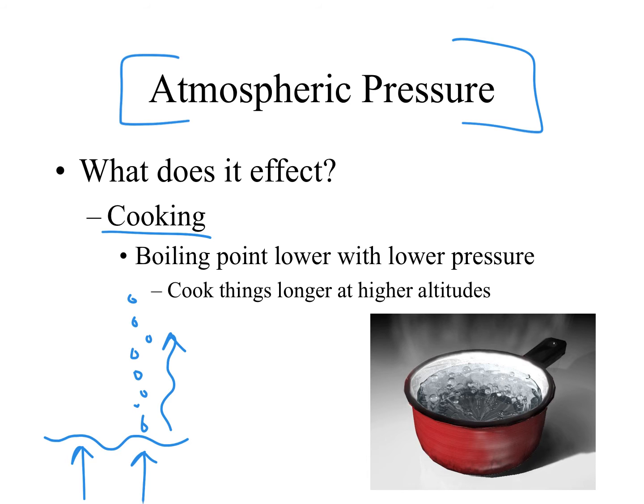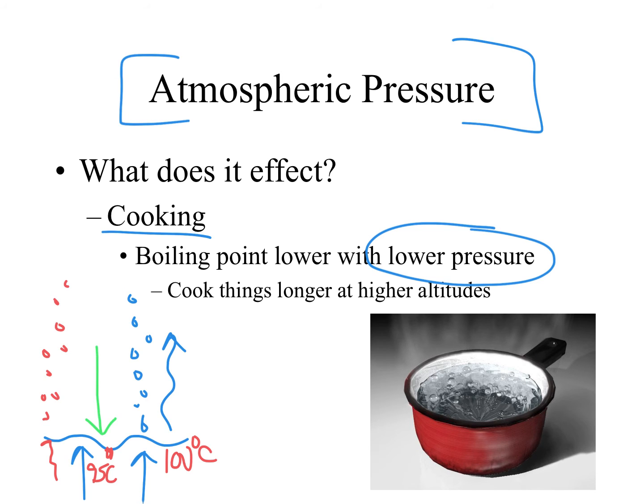hotter. However, if you're up in a low pressure system, it actually takes a little less energy to boil off that water. So that means normally water boils at about 100 degrees Celsius, but at a higher elevation when there's lower pressure, maybe the water will boil at 95 degrees Celsius. Well, what does that mean? That means that the water's boiling at 95, you at a higher altitude are cooking food at a lower temperature.